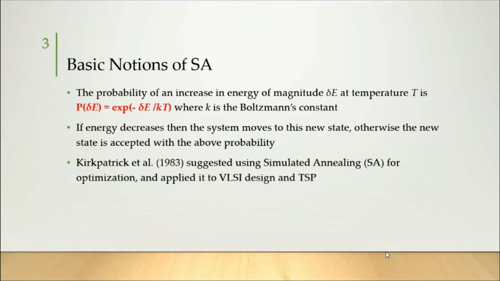So obviously, if the energy decreases, then the system moves to this new state. Otherwise, there is a chance, as I said, of an increase in energy. That is, this particular increased-energy state is accepted only with this probability. If this probability were 1, then an increase in energy would always be accepted. But obviously, this value is never equal to 1. It is always less than 1.